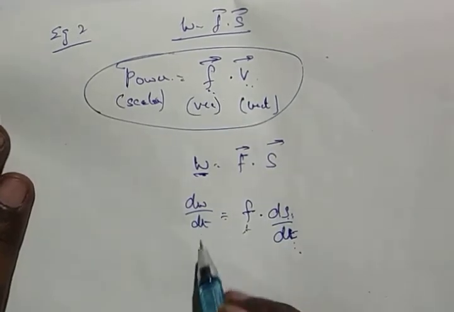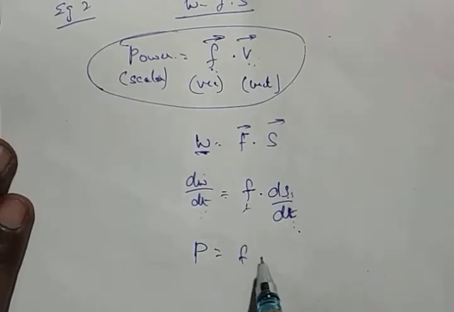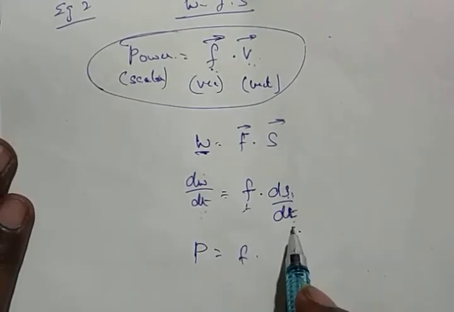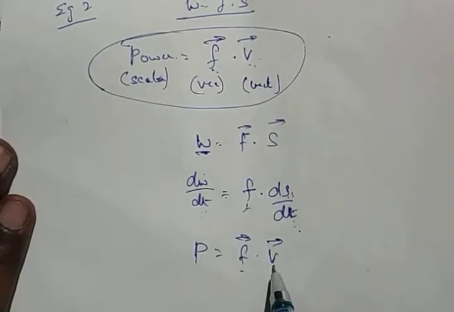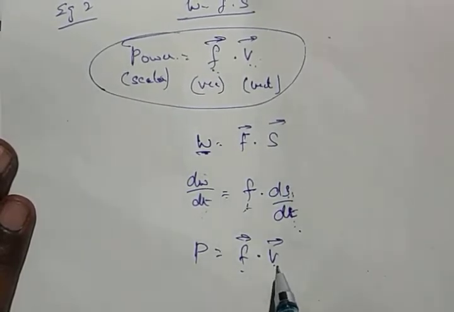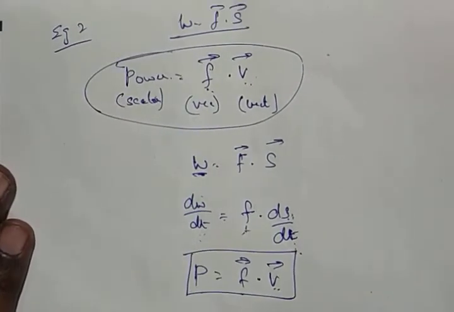So, dW upon dt, the rate of doing work, is power. Force is the same, constant force. The displacement with respect to time is V. So, you get here force in the dot product with velocity. It gives power. That is the second example, we can say.